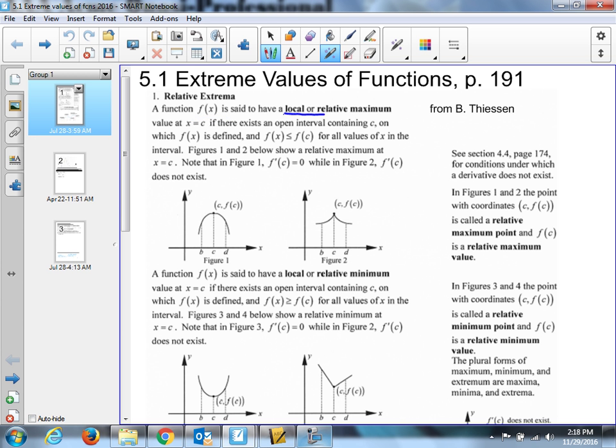It's said to have a local or relative maximum, a local max, at a value c, with c being a constant like 5 or negative 2, if there exists an open interval containing that number on which the function is defined, and the function all around that value is less than or equal to the value at c. Remember, f of c represents a y value at a particular point.